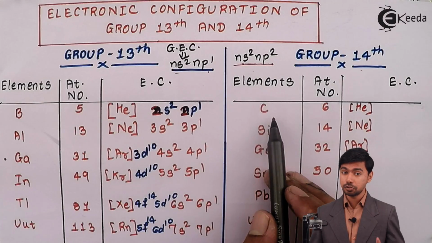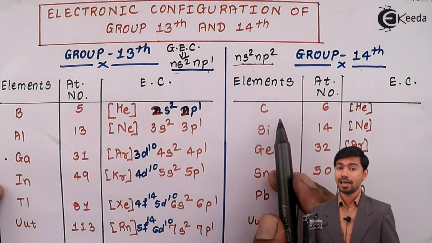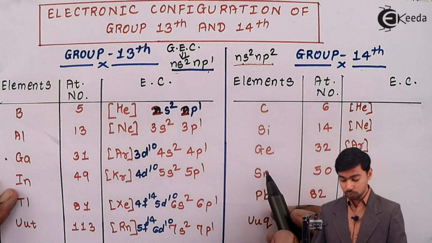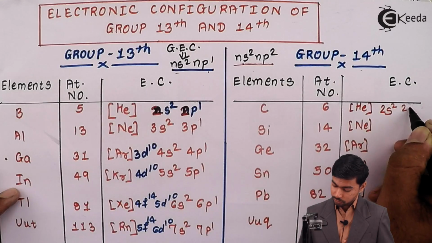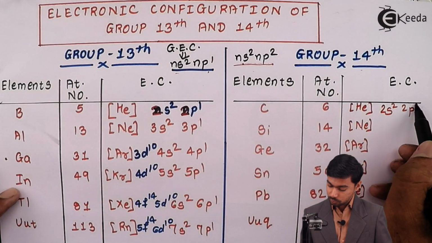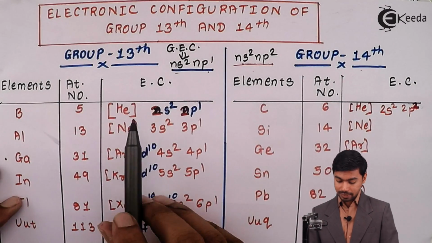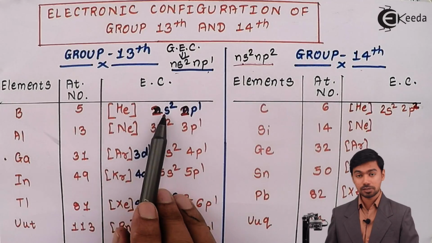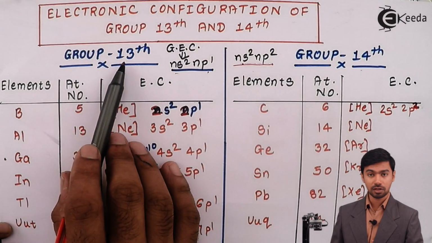Carbon belongs to the second period, so the value of small n is 2. So we can write it as 2s2 and 2p2. Is it the simpler one? In the case of ns2 np2, is it the simpler one? Because in the case of boron, it was ns2 np1, the electronic configuration of boron in terms of group 13.